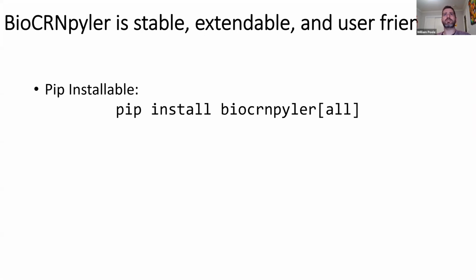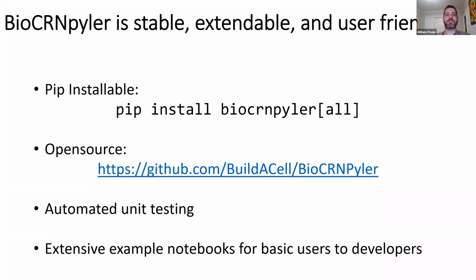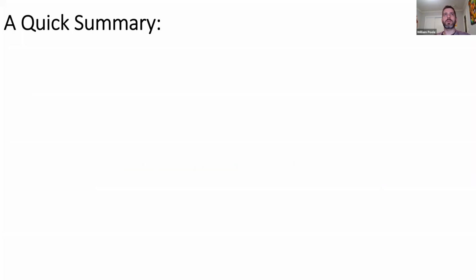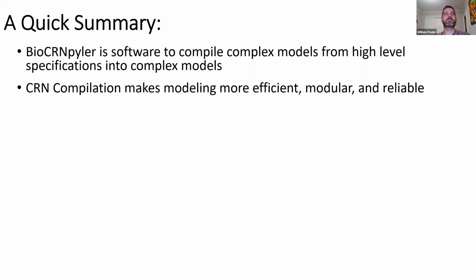So Biocompiler is stable, extendable, and user-friendly. You can pip install it if you know what that is. It's all on GitHub. You can download it there and run it from there as well. We have automated unit testing to make sure everything is stable and extensive example notebooks. And as a quick summary, Biocompiler is software to compile complex models from high-level specifications into more complex models. So lots of complex models there.